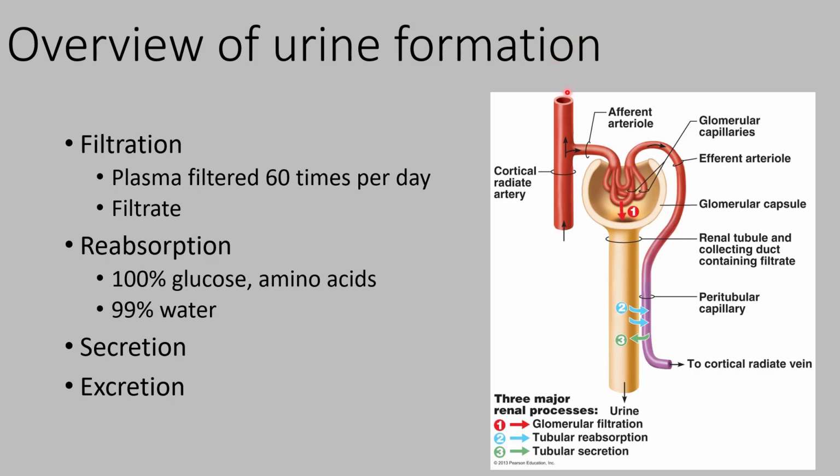Blood coming into the kidney gets through smaller and smaller blood vessels until we get to the cortical radiate artery, which branches off into one of the many afferent arterioles, which then passes into the glomerulus. Here, it is under pressure, and liquid is coming out of the glomerulus. It is filling up Bowman's capsule. Now, Bowman's capsule is filled with filtrate.